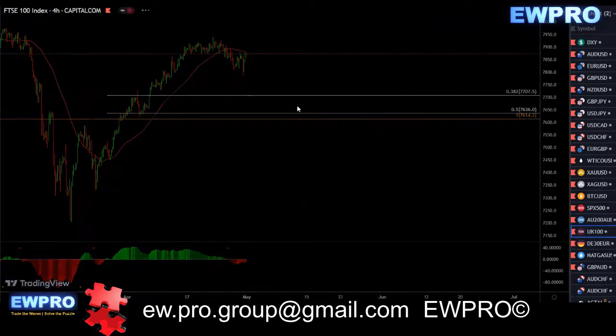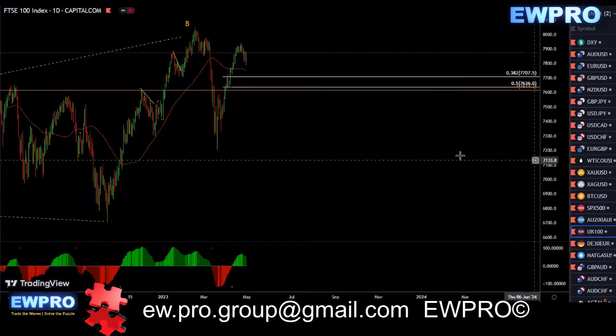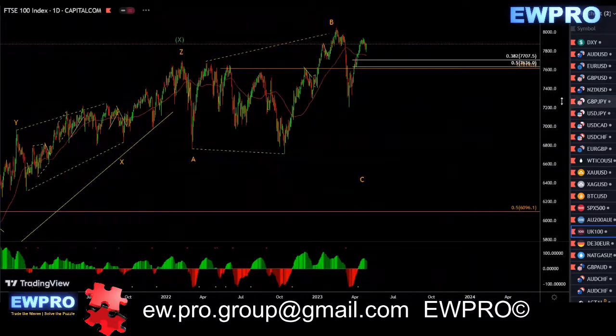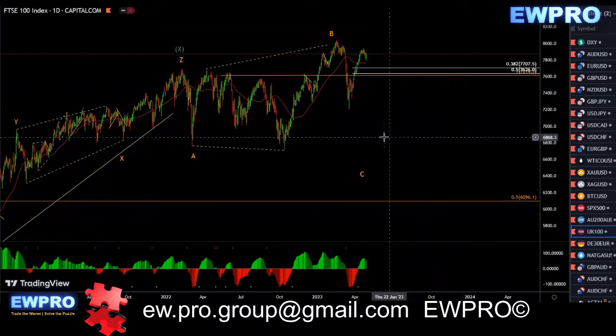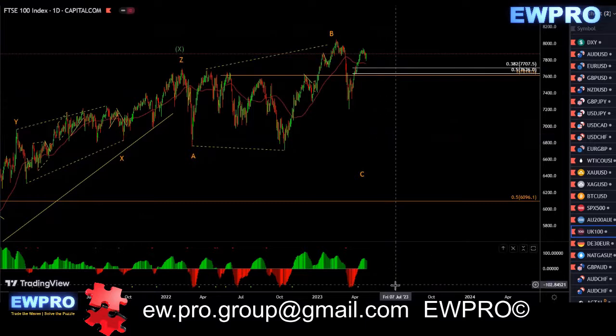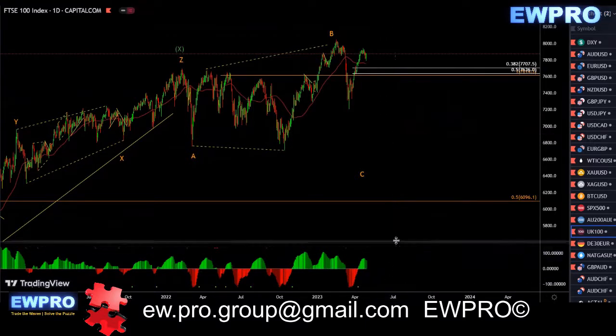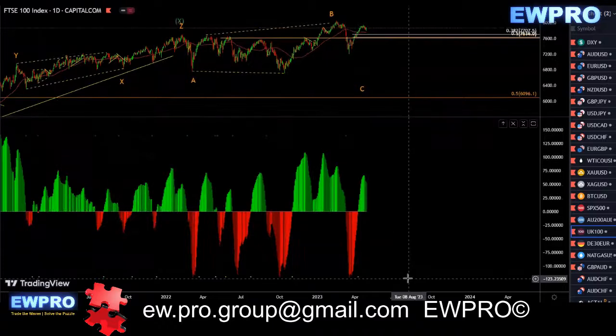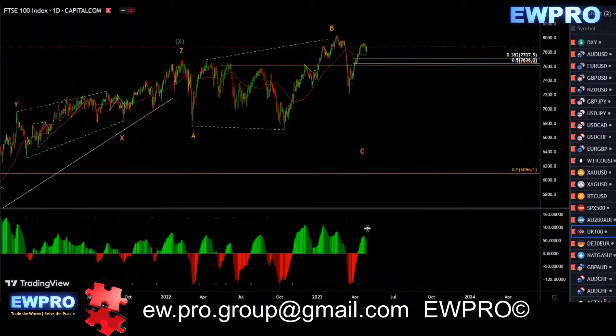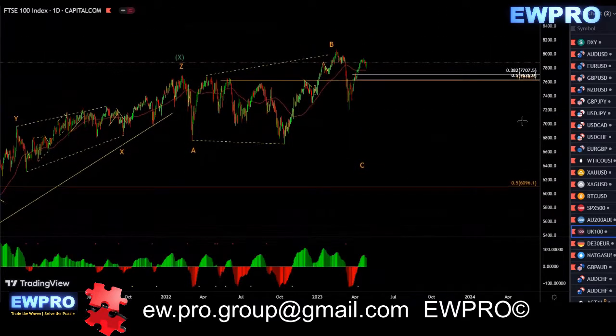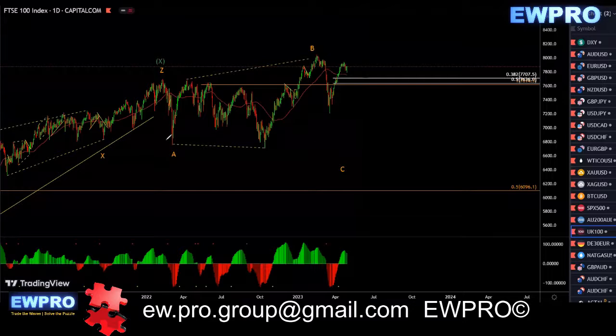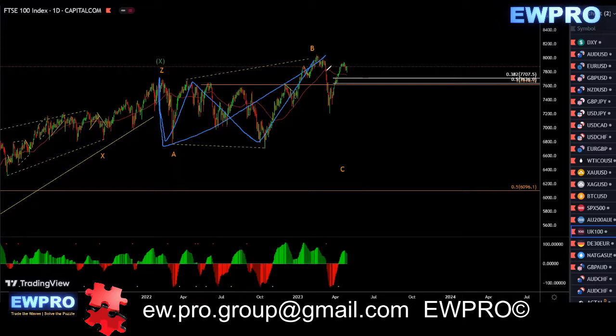The FTSE on the daily, very similar. This one did have that bullish hidden. I'll just double check to see if that is a bullish hidden there. I believe it is. So I was looking for this A, B, C in the B wave, and then we get the A, B, C. Unfortunately, this is a running flat.